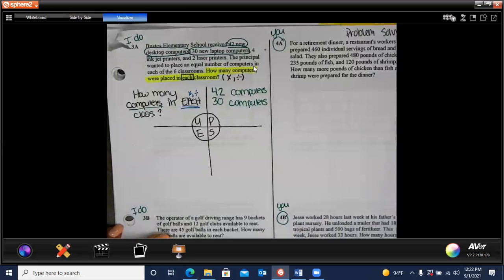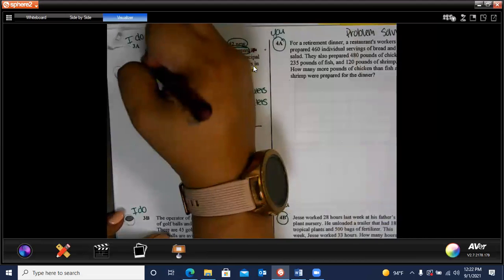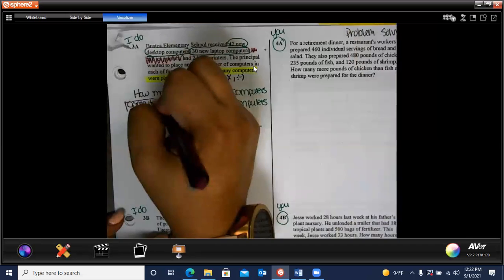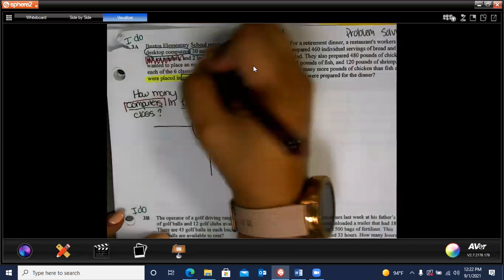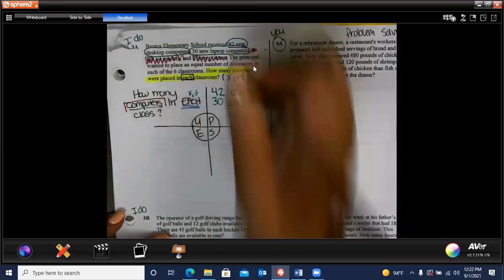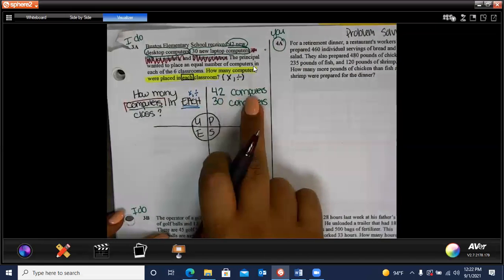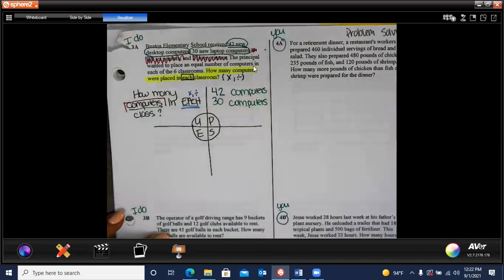Do we need 4 inkjet printers? Do we keep it or do we delete it? Why? They're not computers, right? Clue word, they're asking us for computers. So do we need 2 laser printers? No, we do not. So then we have our products. We have 42 desk computers and 30 computers.